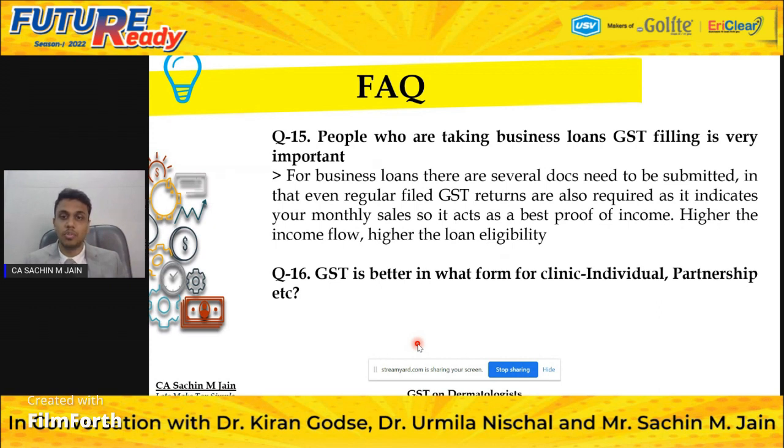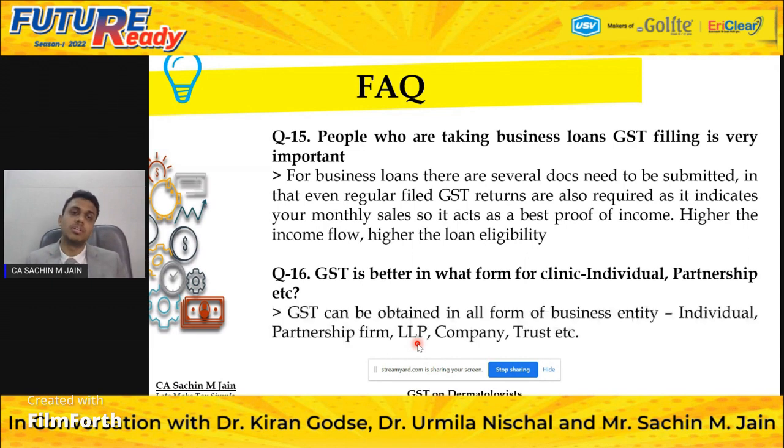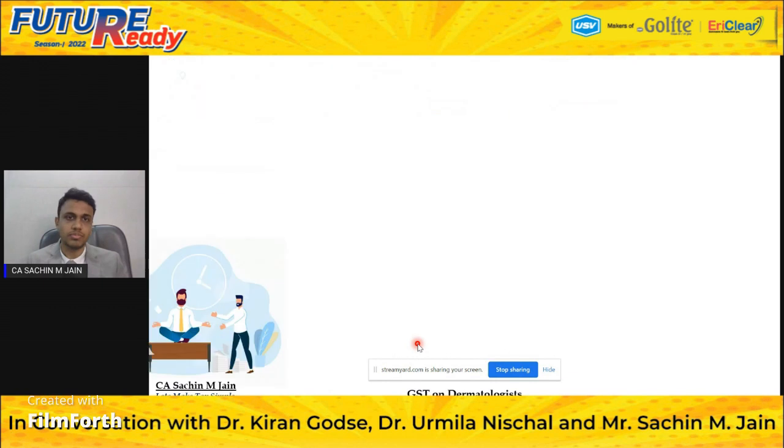GST is better in which form? Clinic, individual, partnership, etc. GST can be obtained in any form of entity. There is no specific requirement for obtaining a GST number. You can obtain it on an individual basis, partnership form, LLP, company, or trust. You can do it in any form. All forms are best in their own place.